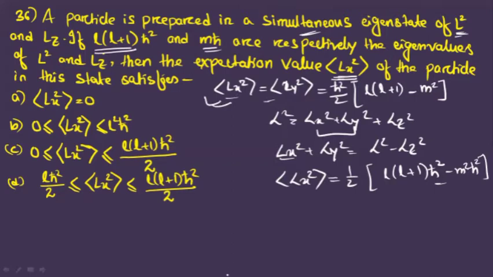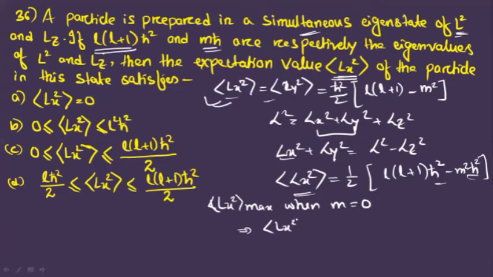Is it clear? Now you see, when you are having this particular equation, the expectation value of Lx square is equal to half into l(l+1)ħ² minus m square ħ square. Now you see, when will the expectation value of Lx square be maximum? When m is equal to 0, at that particular value, Lx square will have the maximum value of its expectation value. That means Lx square will be maximum when m is equal to 0.